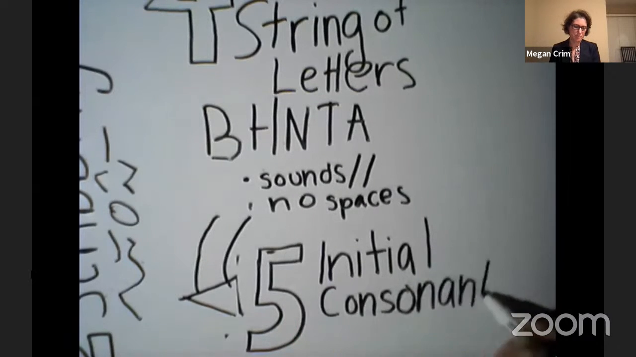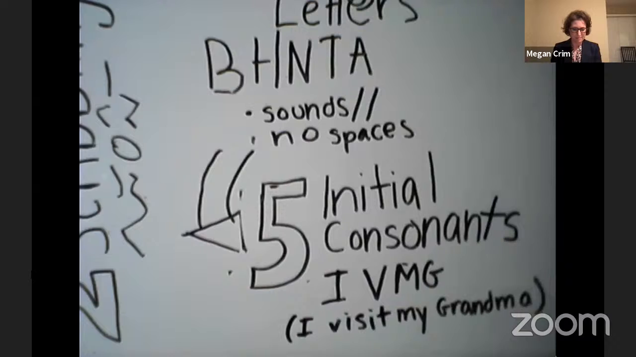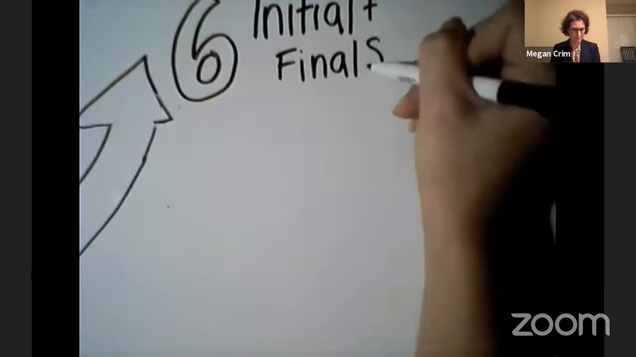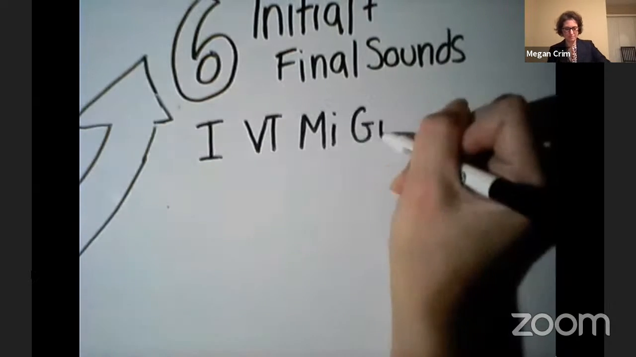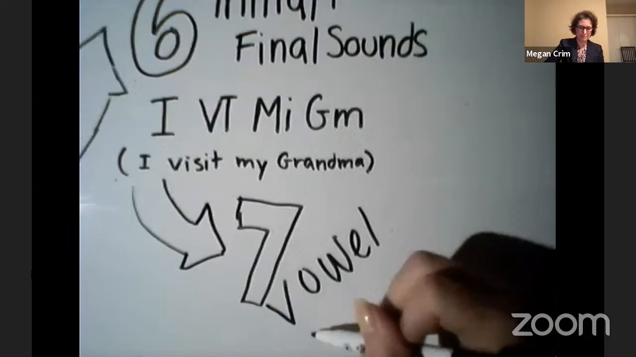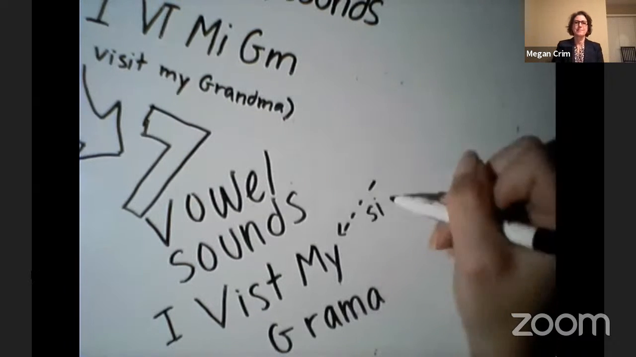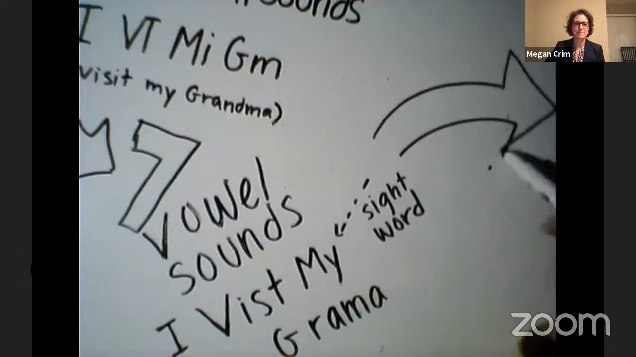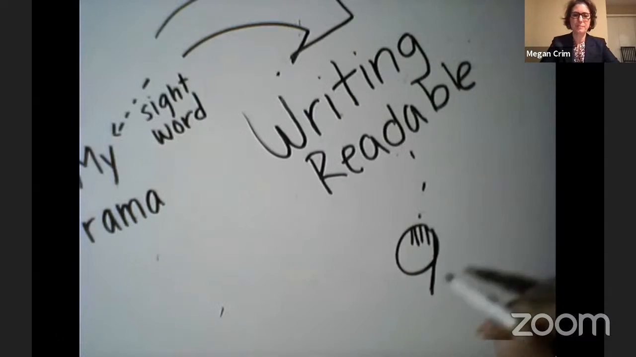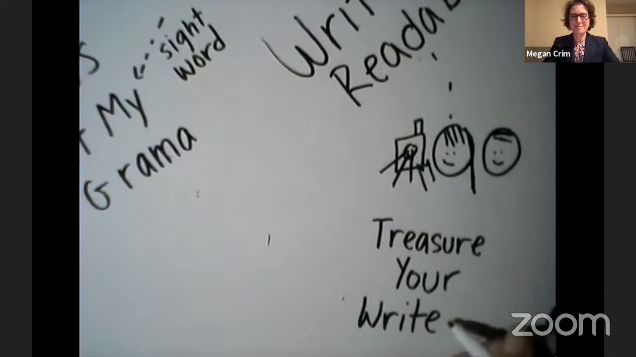Soon after, writers are able to use initial consonants for each of the words in their story. As the writer develops, he or she is able to use initial and final sounds for each of their words, even including short vowels. Next, the writer is seen filling in words with more vowel sounds and will be able to start spelling sight words and familiar names correctly. The writing becomes readable. Remember to always celebrate each stage of your writer's development and treasure your writer.